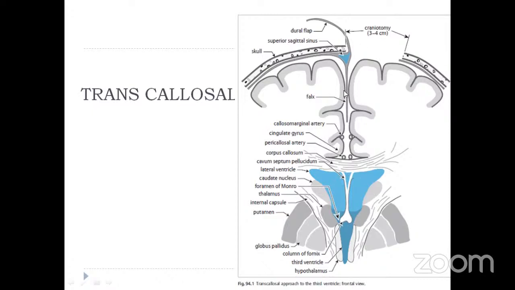The structures we are going to encounter: we are going to open the falx, and the callosomarginal and pericallosal arteries will come in our way. Branches of the ACA, we are going to retract those. Then we will have the corpus callosum, and we have to go through this. This is transcallosal. Then we will find the septum pellucidum and the two lateral ventricles on the two sides. And then later on, we can approach the third ventricle.